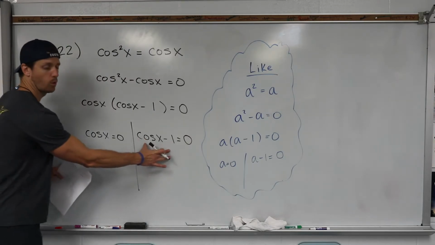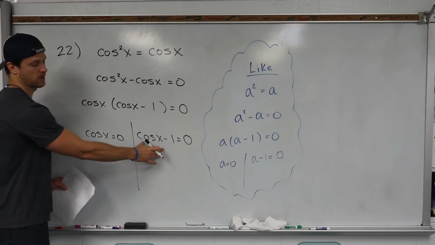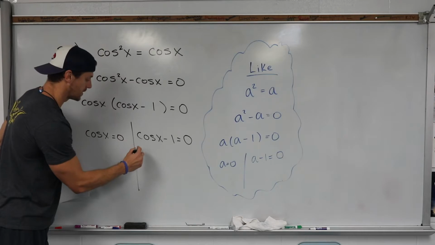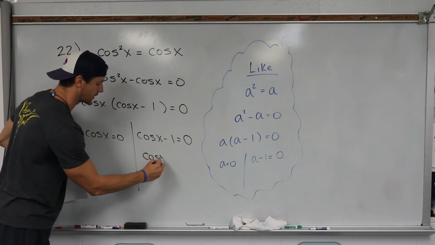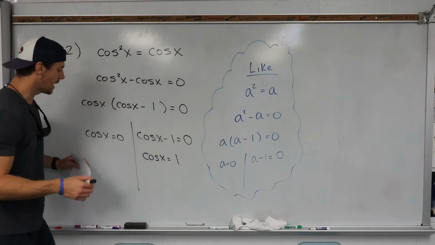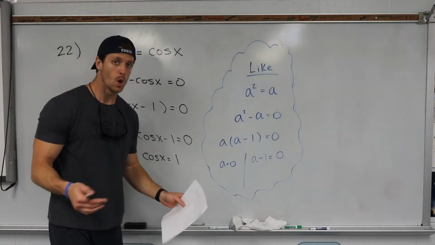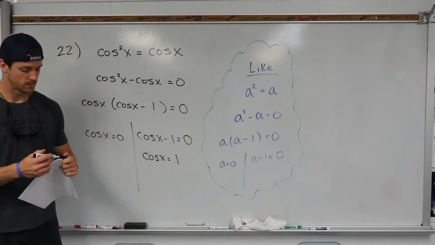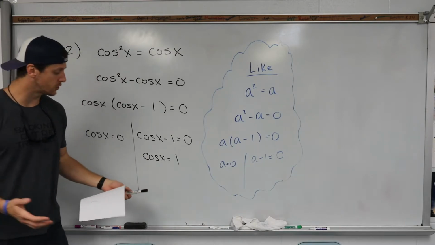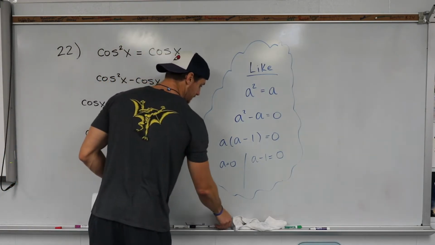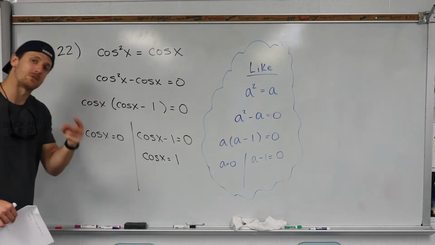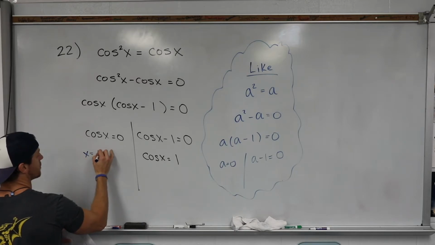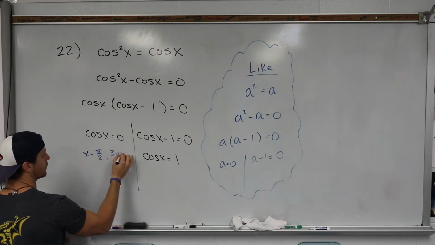Alright? Let me do a little more work right here because this one already got cosine by itself. I don't have cosine by itself now. Alright? I can add 1 to both sides. So when I add 1, I get cosine of x is equal to a positive 1. And now we rely on our unit circle. Where in a unit circle is cosine of x equal to 0? And where's cosine of x equal to 1? Just look at your unit circle. If you look carefully, you'll notice this happens in 2 spots. This happens at pi over 2 and 3 pi over 2.